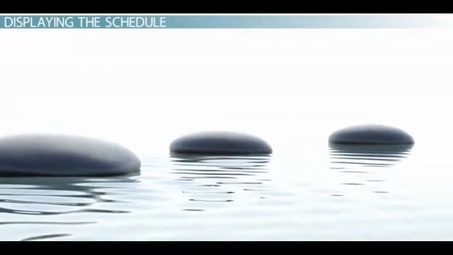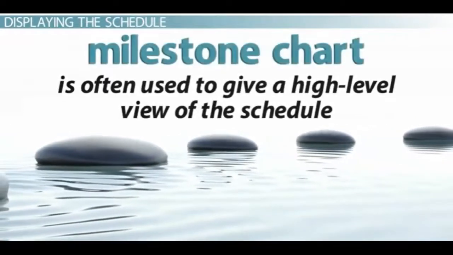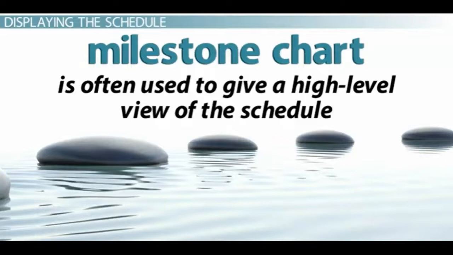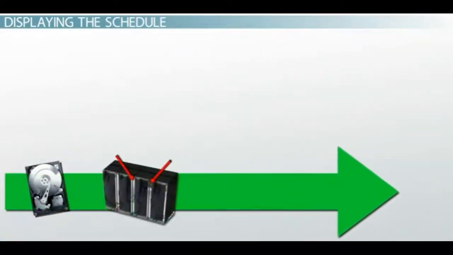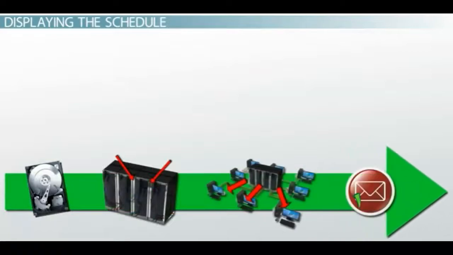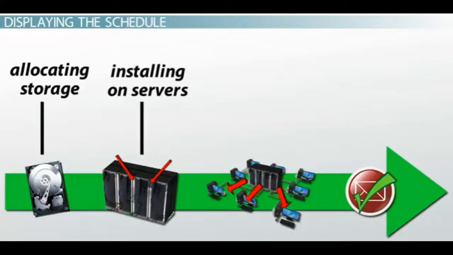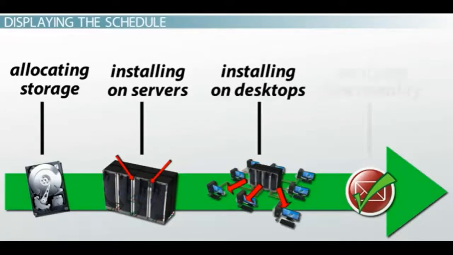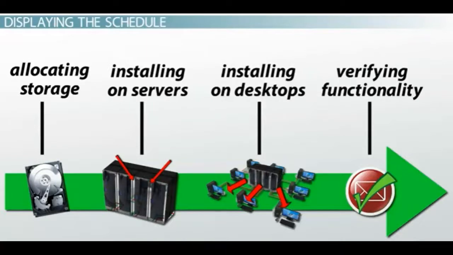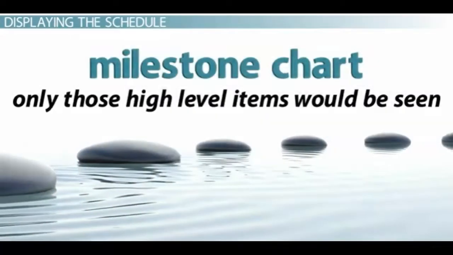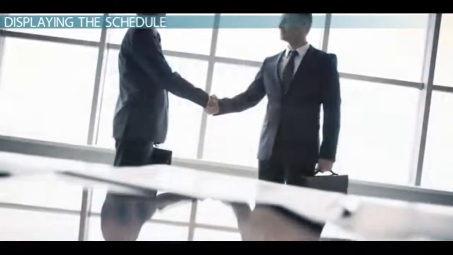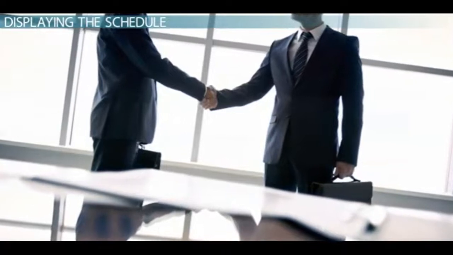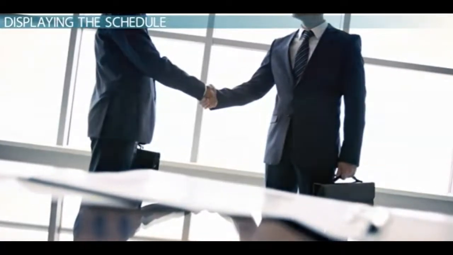In complex projects with many tasks, a milestone chart is often used to give a high-level view of the schedule. A milestone is a major point within the project that has several subtasks that must be completed in order to accomplish the project. In our email upgrade project, allocating storage, installing software on servers, installing software on desktops, and verifying functionality are all milestones. In a milestone chart, only those high-level items will be seen. Such a summarized view provides executives a quick look at the entire project schedule without having to wade through immense detail.